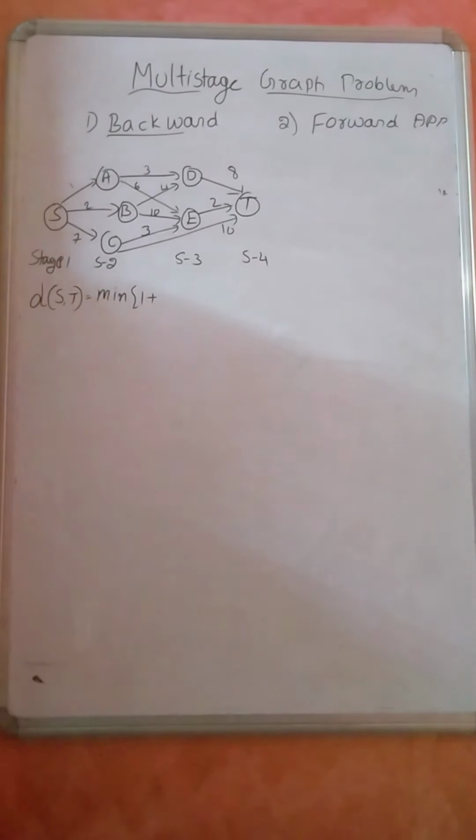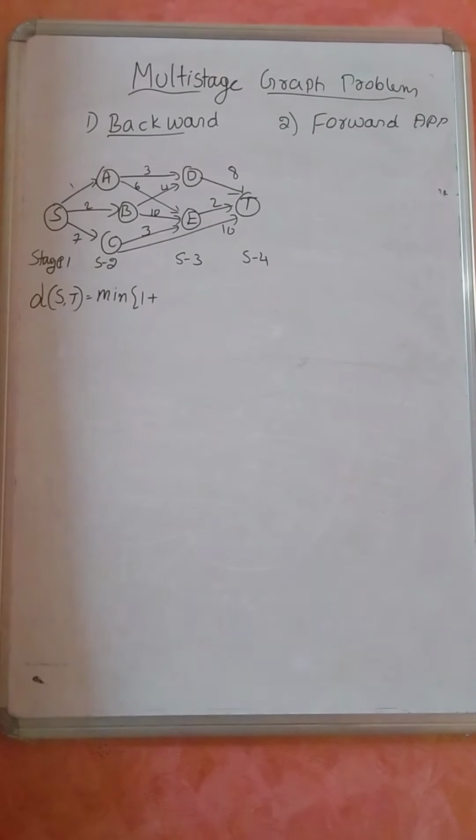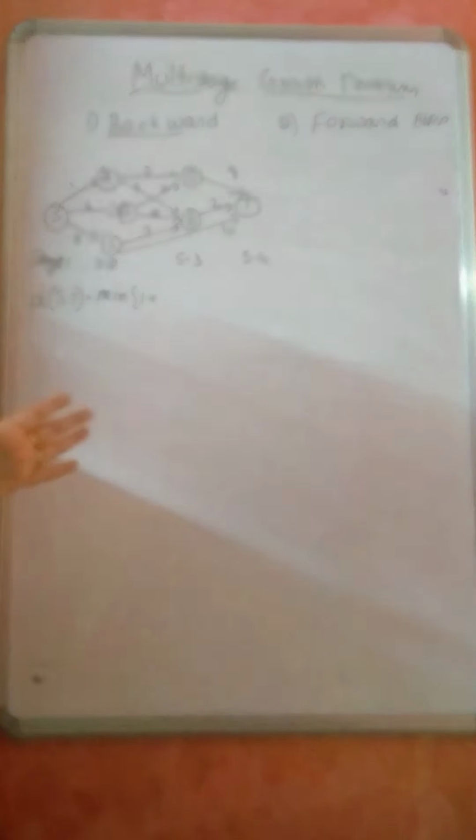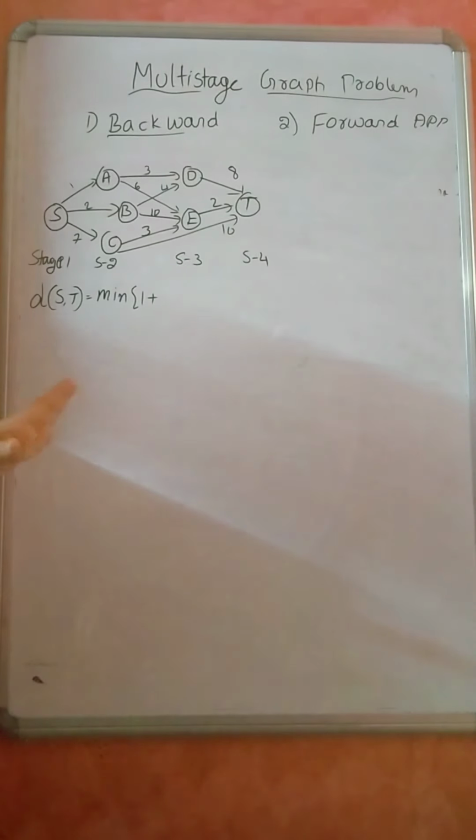Afternoon everyone. Today's session will discuss one more problem that is solved under the dynamic programming technique. That is the multi-stage graph problem. In this multi-stage graph problem, as the name indicates, you will have vertices in stages. Even though they are not in that form, you have to convert your graph in such a way that all the vertices come in stages.